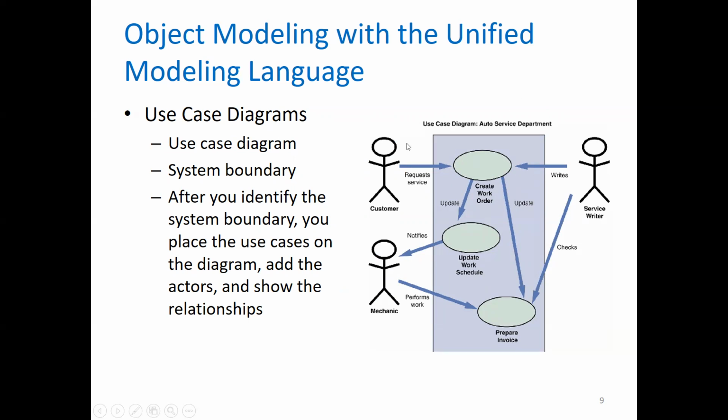Now you have actors on the left hand side. All the actors on the left hand side are primary actors, and the actors on the right hand side are external actors. External means they are outside the organization, and these are within the organization. After you identify the system boundary, you place the use cases on the diagram, add the actors, and show the relationship. So something like this.